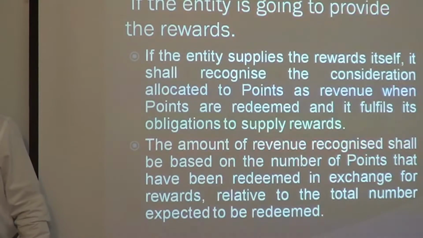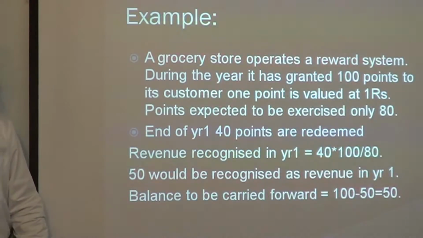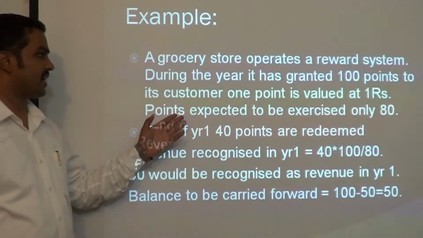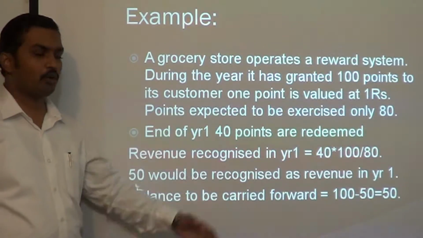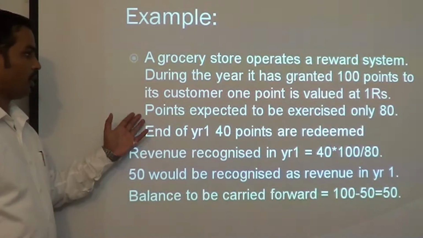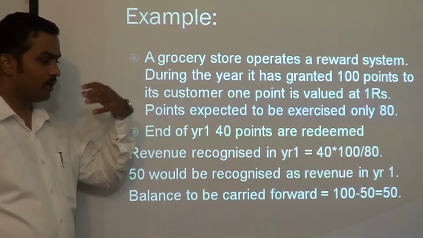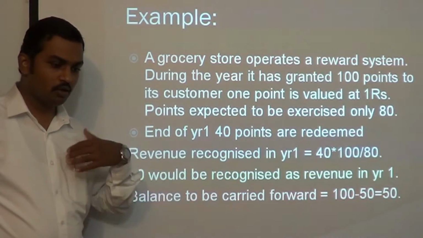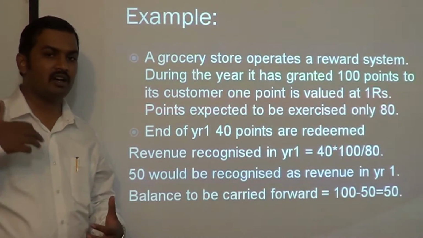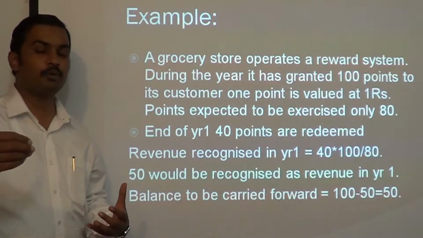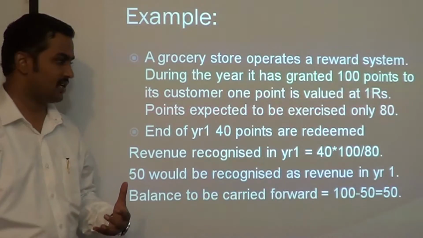Example, a grocery store operates a reward system. During the year it has granted 100 points to its customer. 1 point is valid at 1 rupee. Points expected to be exercised is only 80. So even though we have granted 100 points, the grocery store is of the opinion that all the customers may not come back to redeem those points, and only 80 points will be redeemed. That means there can be some forfeitures as well.